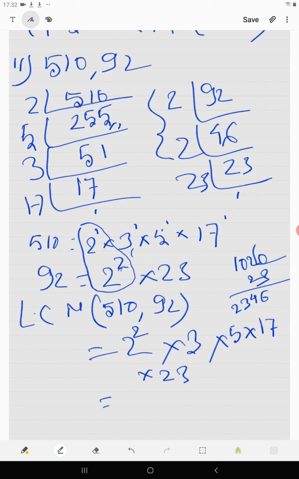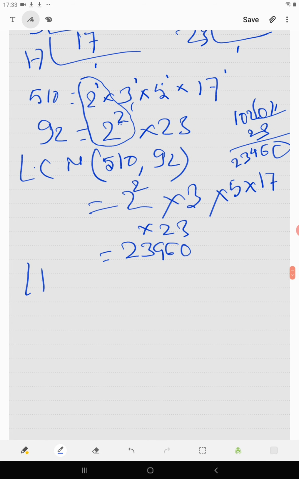Okay, and then put 1 0 over here, whatever 0 was there, so put it over here. So we got it as 23460.